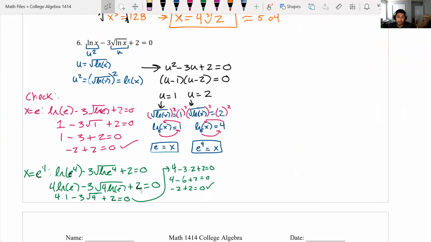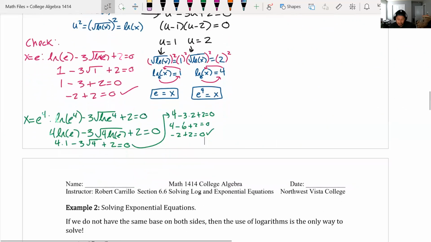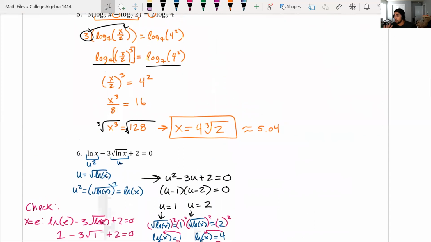Okay. Good time. I think that does it for solving logarithmic equations. So like I said, I'll go back and I will rewrite the properties that I used.